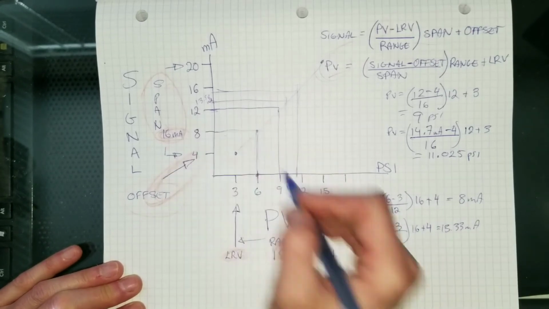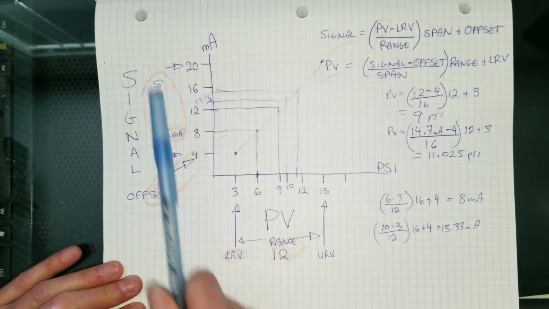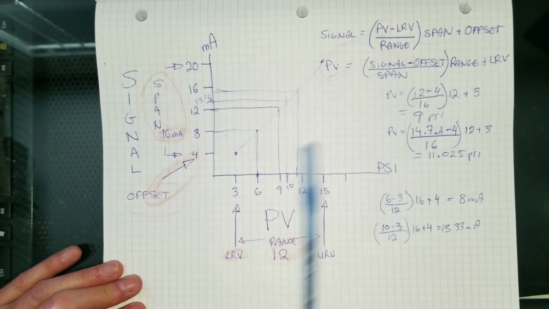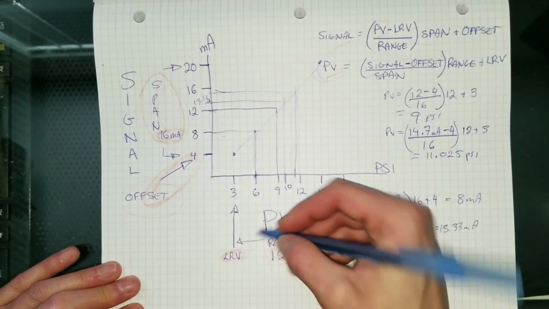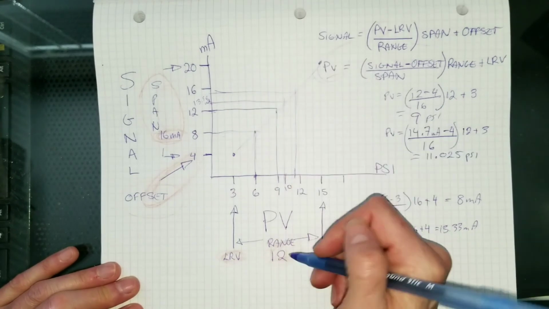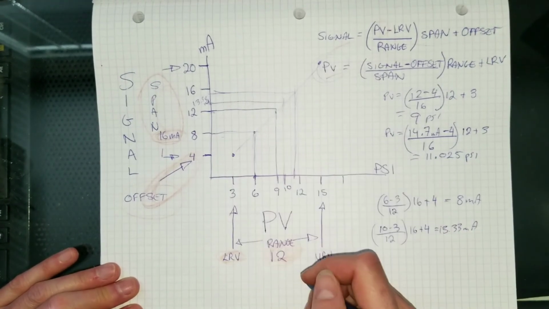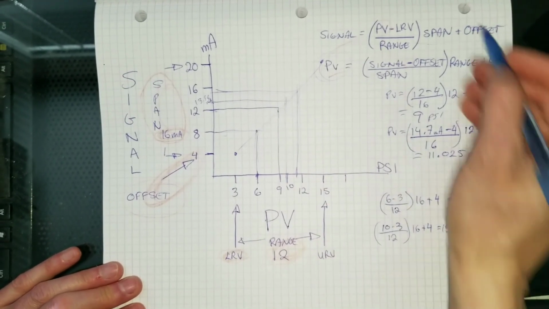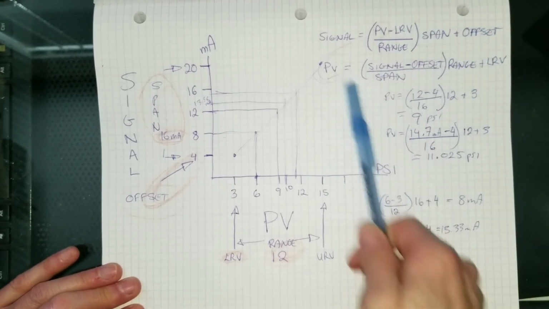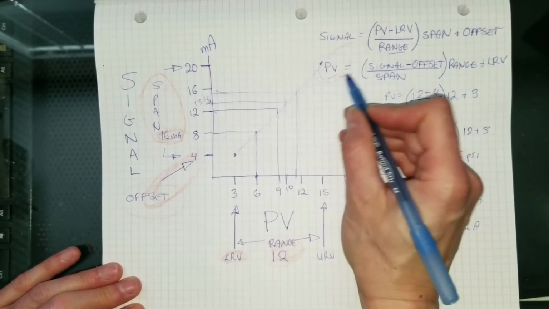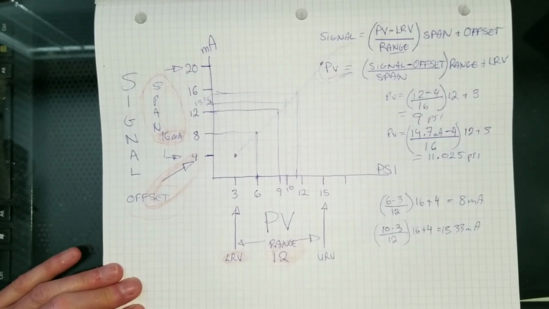We can go either way, this works if it's an I to P or a P to I or a P to V. So we can have milliamps as a signal, or volts DC, 1 to 5 volts DC. You might see 0 to 5 volts DC. In any case, the math works out the same. And for you to do this math, you need to understand where to plug the numbers. Okay, so good luck with that, guys.